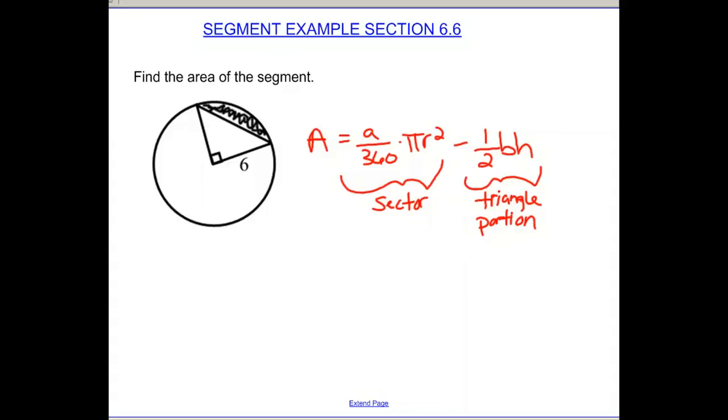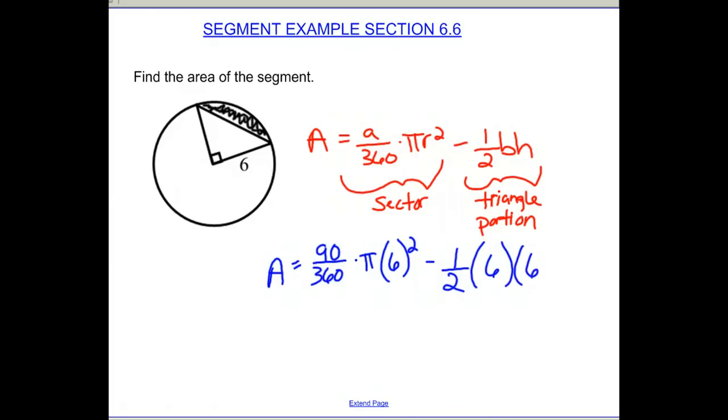Now if we fill in everything we know, the area we don't know, we're trying to solve for that. The A, the amount of the circle that I want, is 90 degrees, so 90 out of 360, times pi. My radius is 6, so 6 squared, and then minus the base and height of the triangle. If you look at this, the base and the height are actually the radius of the circle, so the base and the height are both 6. So now that I filled in everything I know, let's simplify as much as we can.